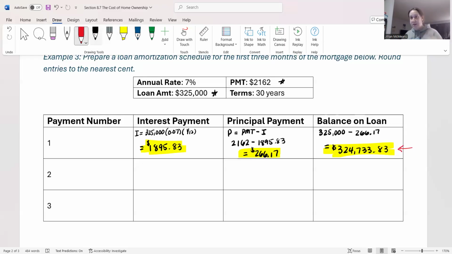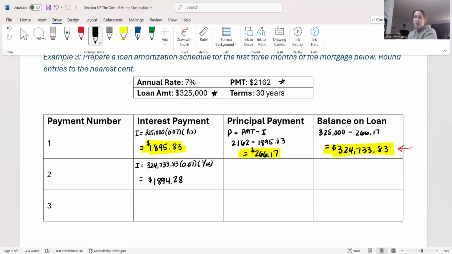So we always use the next balance on the loan. Okay. So for payment 2, this is month 2, the interest calculation is going to be the balance on the loan. So $324,733.83 times 7% times 1/12. So $324,733.83 times 0.07 times, in parentheses, 1 divided by 12. And for month 2, $1,894.28 goes to the bank.